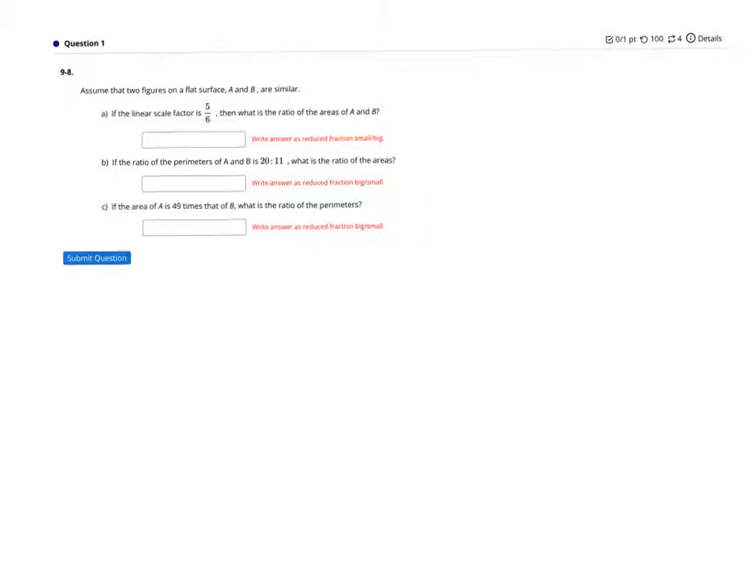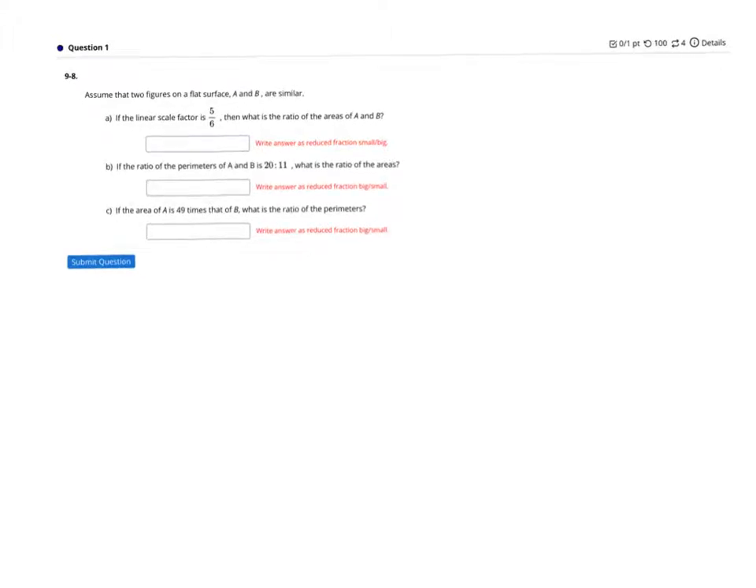Well, when we're talking about a linear scale factor, that's the same thing as saying the linear ratio. So the linear ratio is going to be 5/6. To find the area ratio, you need to square the linear ratio. So if I square that, it'll be 25/36, which will be my answer here.